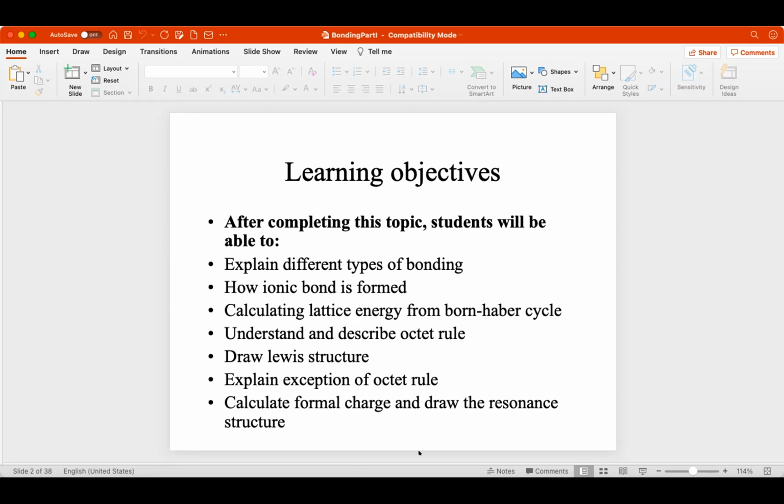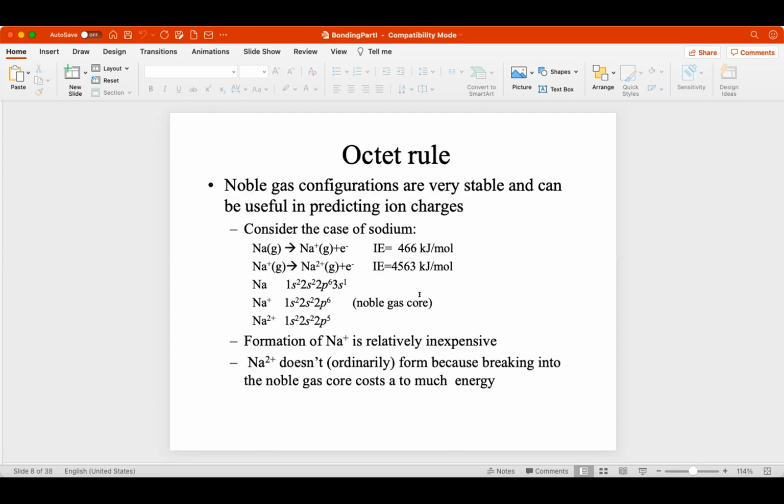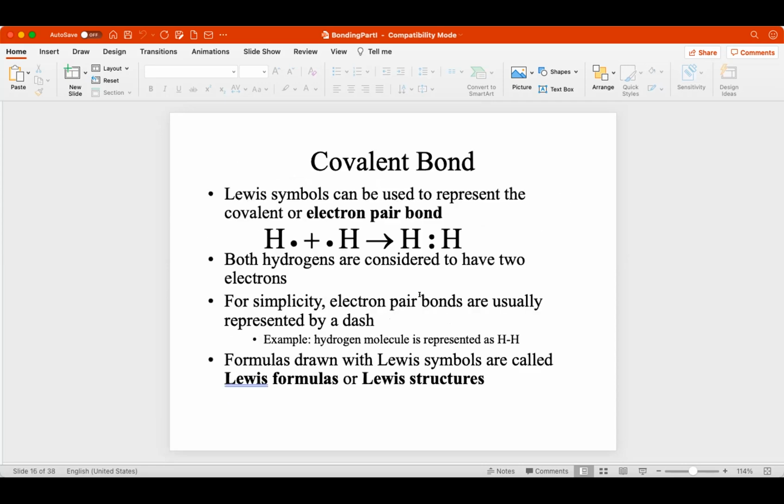So this is the learning objective for part 1. Of course, you have to know different types of bonding. The Born-Haber cycle is not important, okay? So you don't have to really worry about this. But you have to be well versed about Lewis structure and how to explain ionic bond and draw Lewis structure for ionic compound. Okay, right. So this is for part 1.